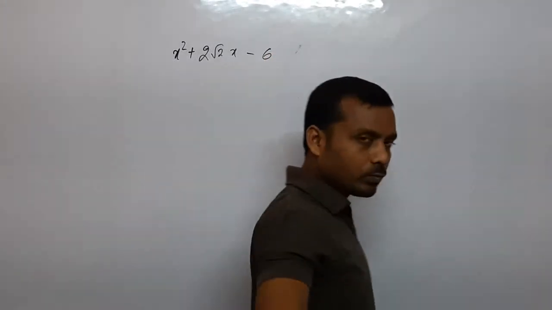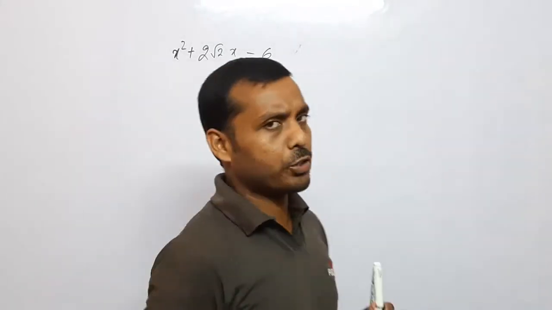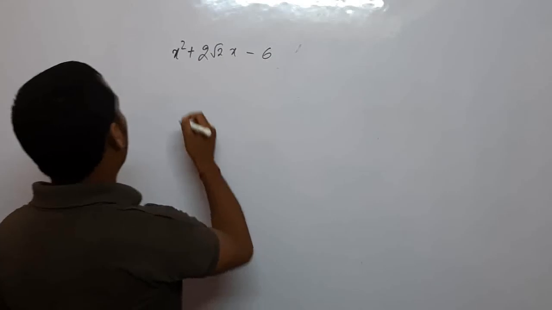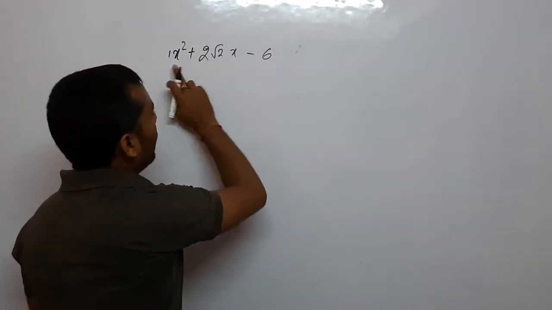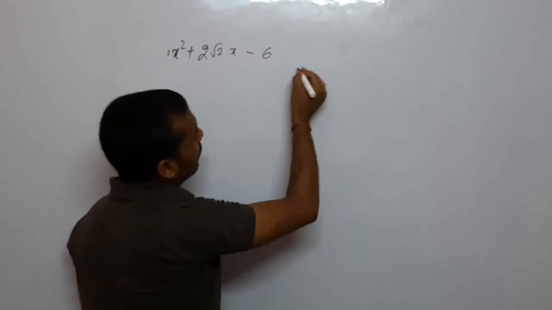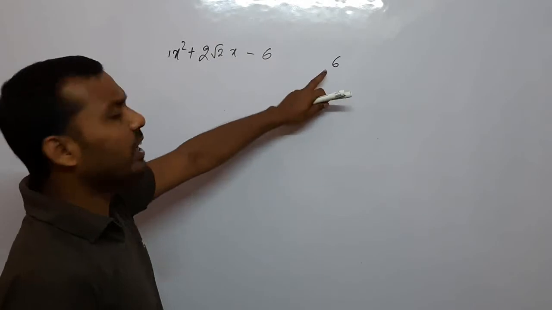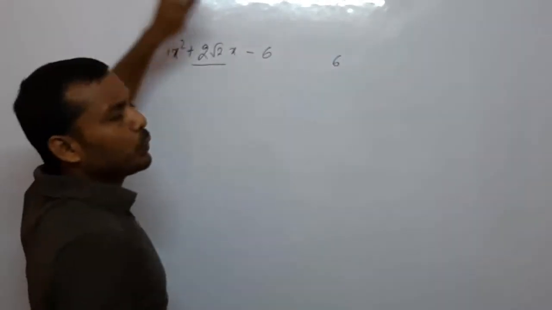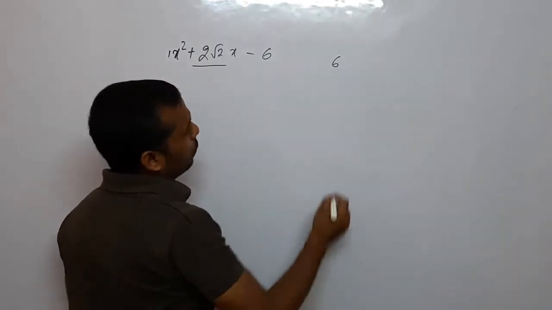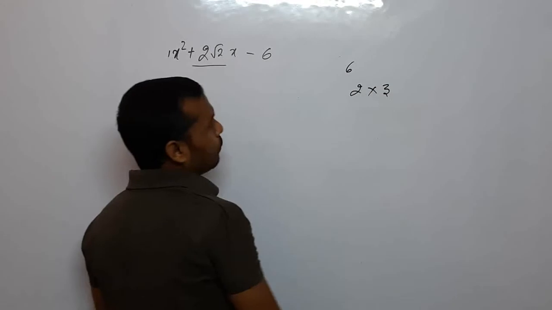How will we factorize it? The process is the same, student. Here we are not having any coefficient, so we take the coefficient 1 into 6, make it 1 into 6, you will get 6 itself. Now you have to split this 6 in such a way that on addition or subtraction you get 2 root 2 in the middle. So for the 6 you can write 2 into 3, nothing more can be written.